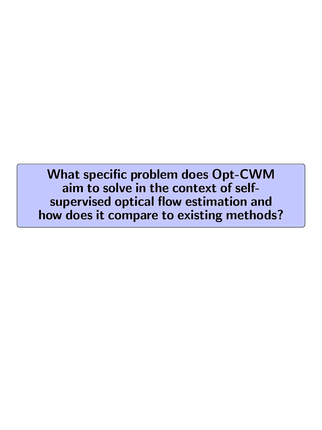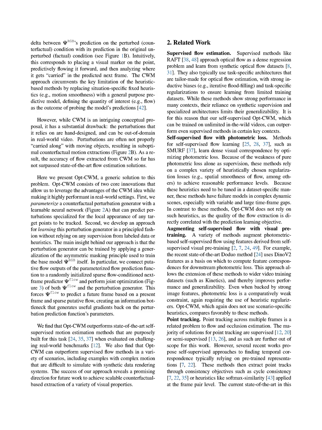What specific problem does Opt-CWM aim to solve in the context of self-supervised optical flow estimation, and how does it compare to existing methods? Opt-CWM aims to solve the problem of suboptimal motion extraction in self-supervised optical flow estimation caused by hand-designed perturbations that are often out of domain and not context-specific.